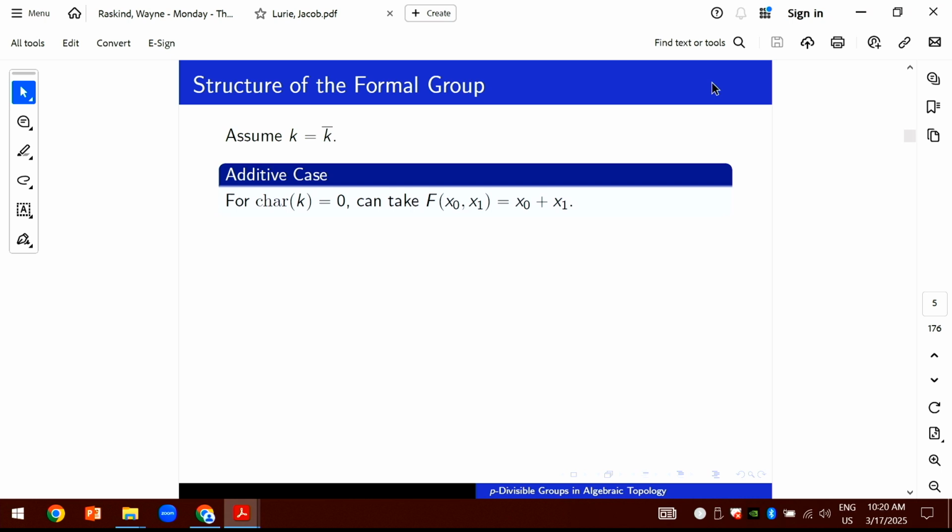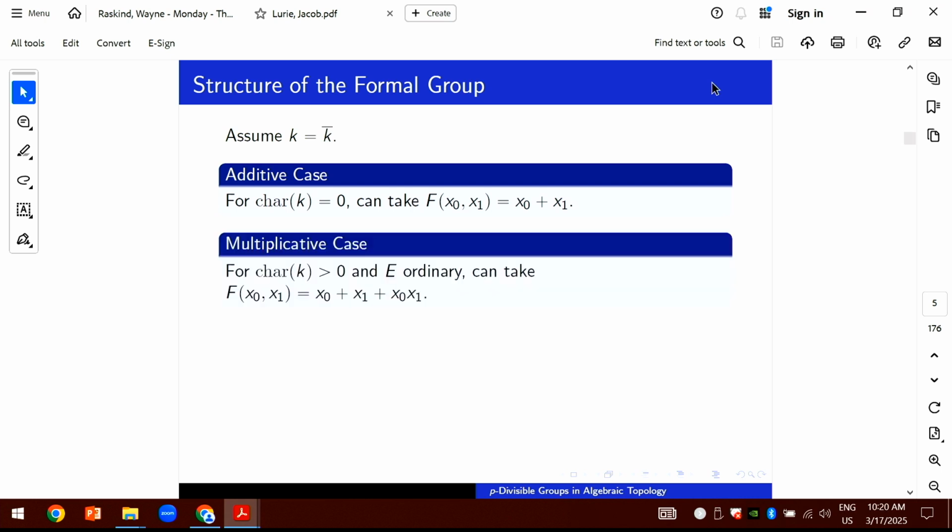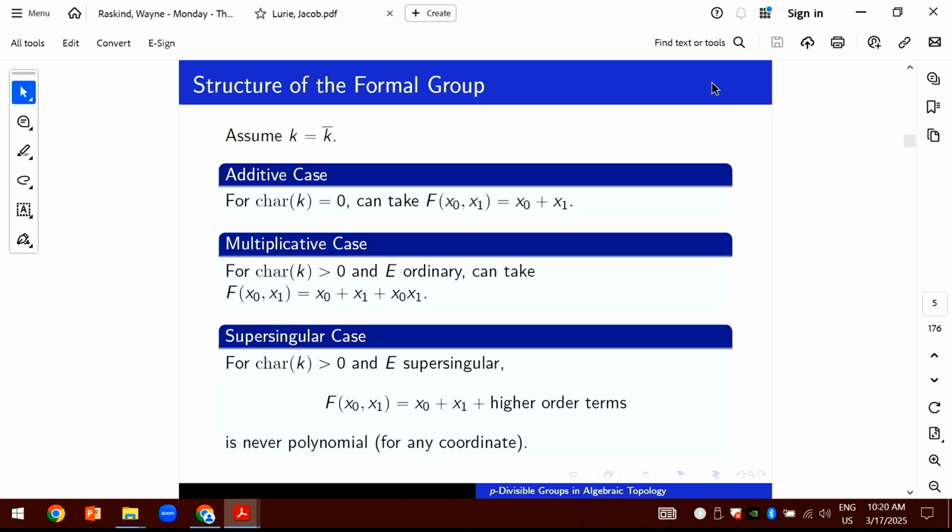In characteristic p, you can never make it look like this. So if you're in characteristic p and you take an ordinary elliptic curve, you can do almost this well. You can get it to look like the formal group law of multiplication. So something that looks like x0 plus x1 plus an error term, which is x0 times x1. And finally, if you take a supersingular elliptic curve, then I can't write a formula for you because it would need infinitely many terms. No matter what local coordinate you choose, you can't get this to be a polynomial. It's always a power series. And that you could take to be another definition of what it means to be a supersingular elliptic curve.